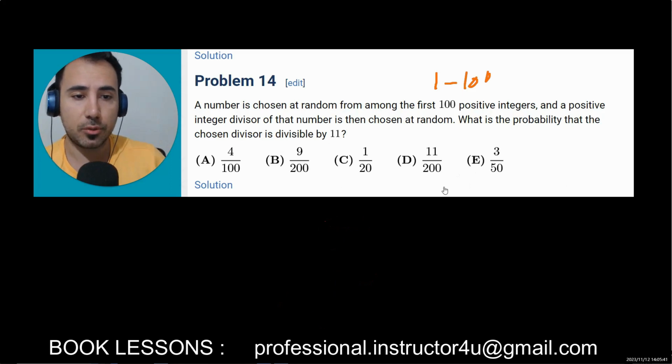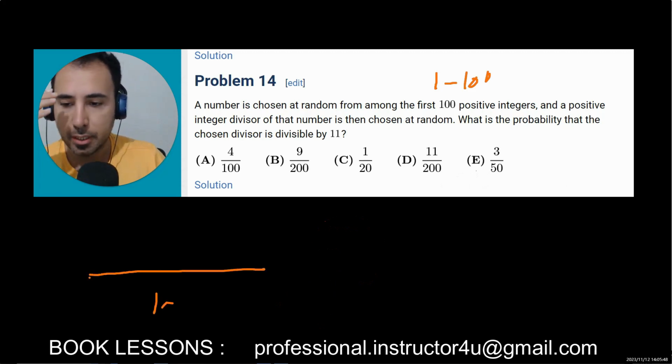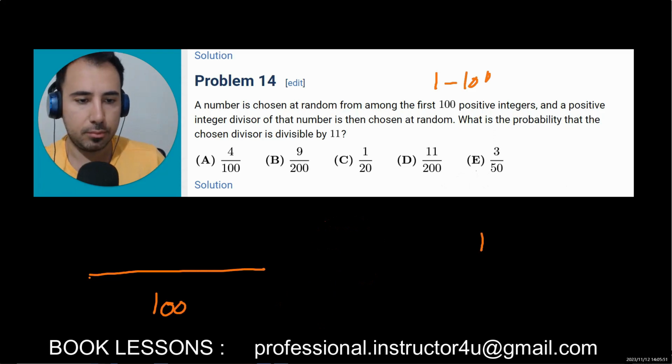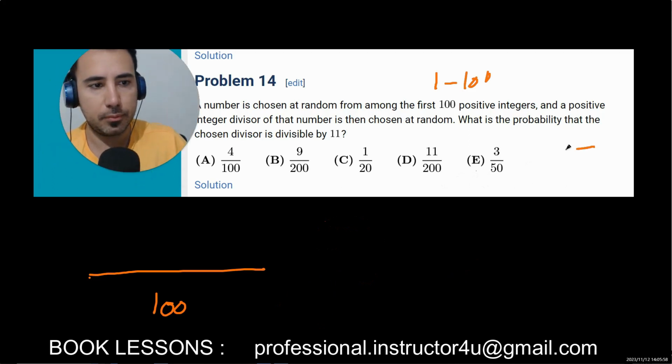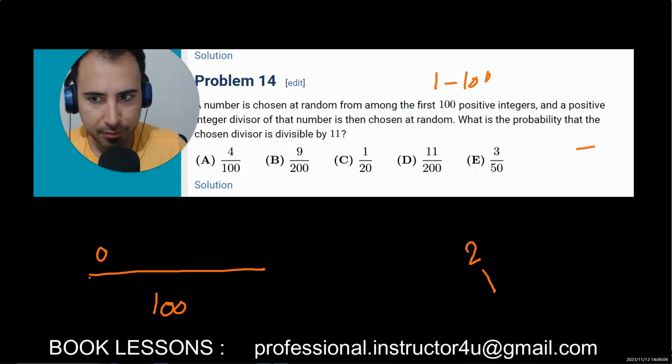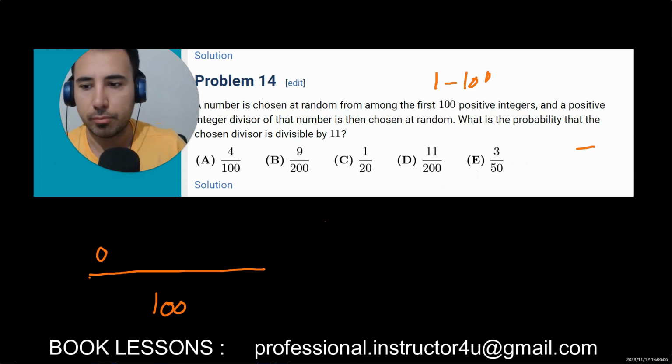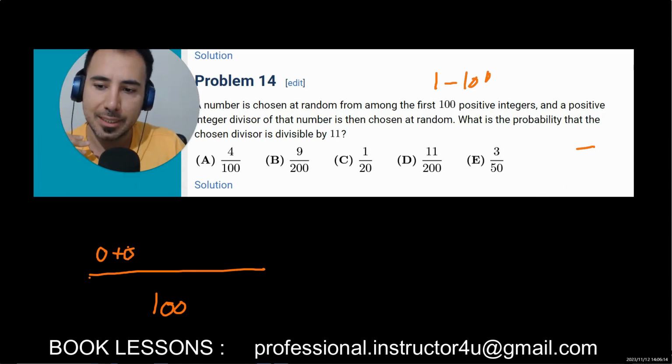So we have 100 numbers. Let me just go through them. If the first number that we choose is 1, is 11 a divisor of this? No. So what is the chance of that happening? 0. What if we choose 2? Is 11 a divisor of this? No. Again, 0. So you would see that we just have to write 0 plus 0 plus 0. And the first number that we have to deal with is 11.